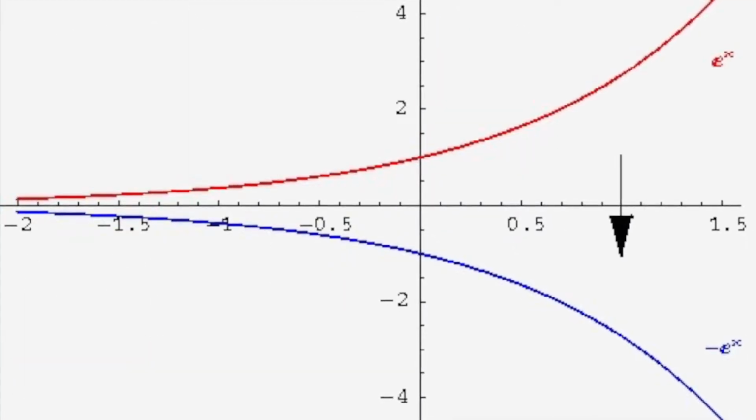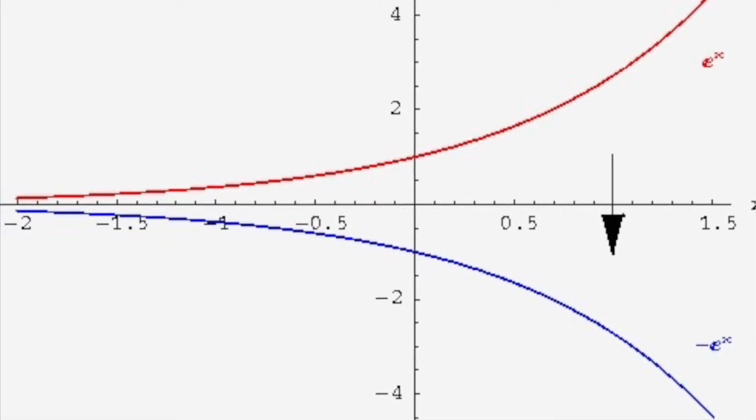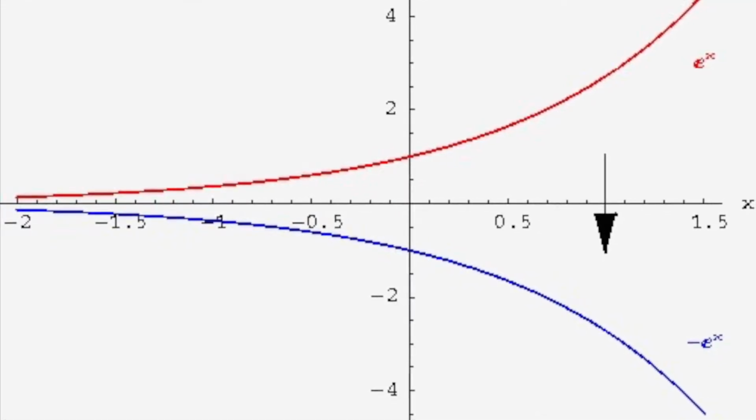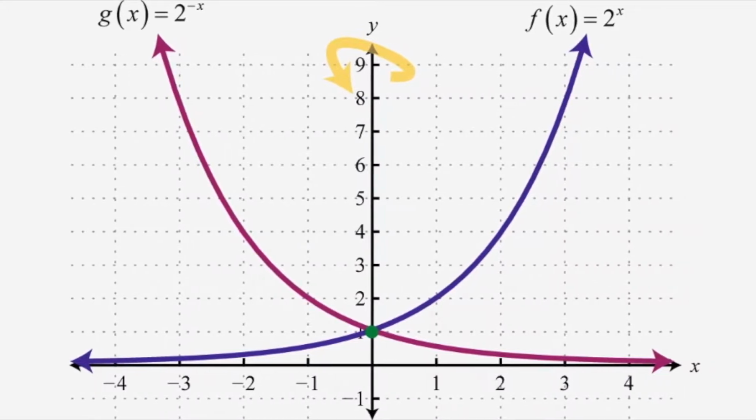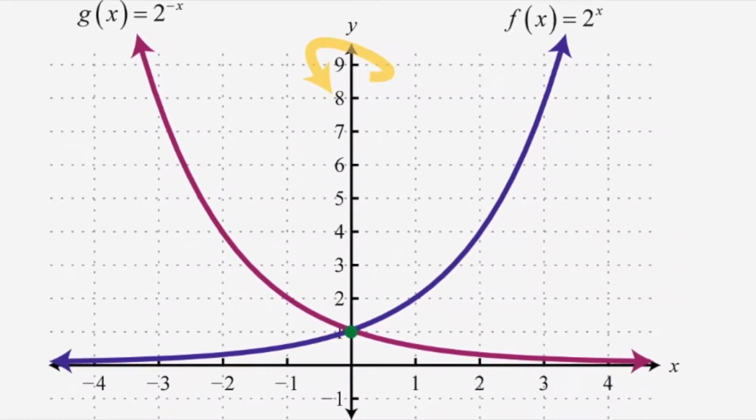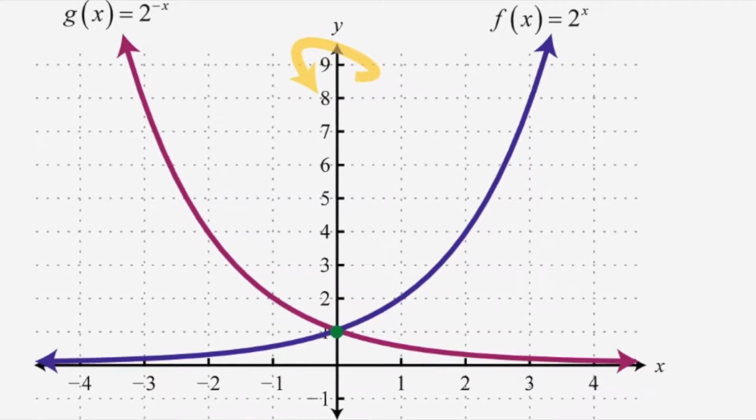When a is negative, there is a reflection over the x-axis. The graph will look like this. When x is negative or a is smaller than 1, there will be a reflection over the y-axis. The graph will look like this.